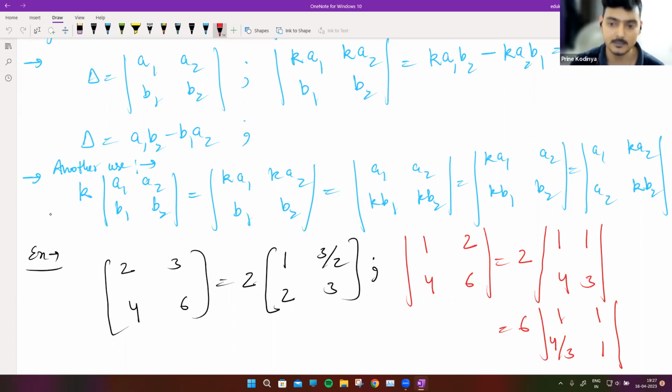I told you at that time that if you take common in case of determinants, this becomes k to the power n times A to the power n. That is the same property based on this result only.